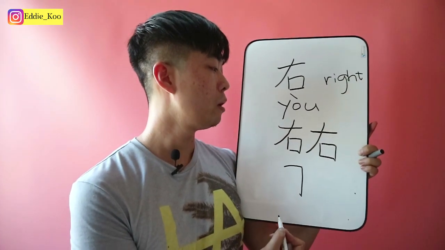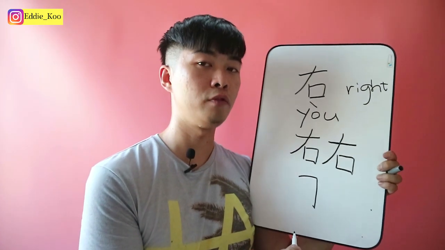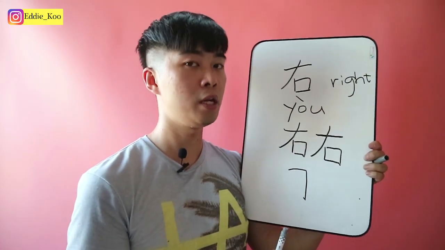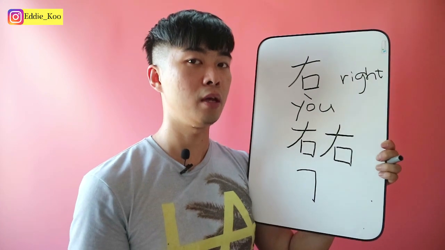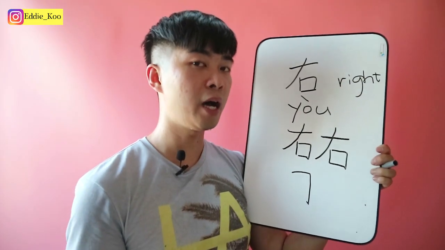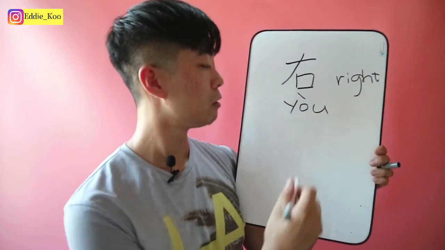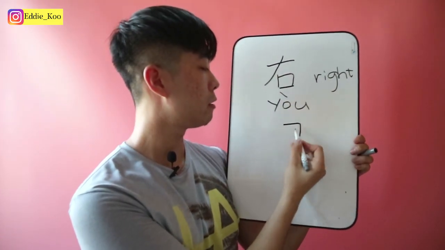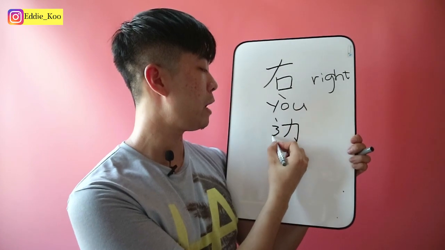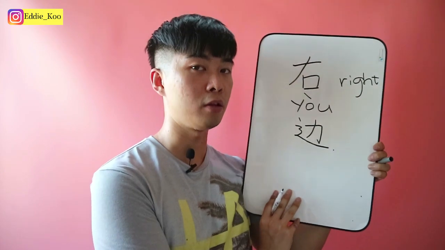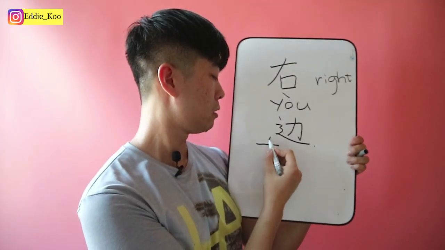And how can we make us sound more natural if you want to say on the right? With only this character, it is not enough, you know? We have to say 边, which means side. Now let's write 边, 边, 边. And now let's write 右边 together. Let's practice.